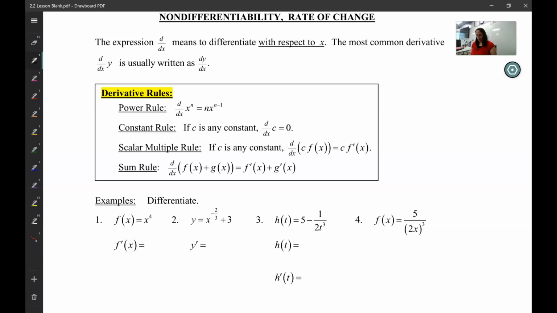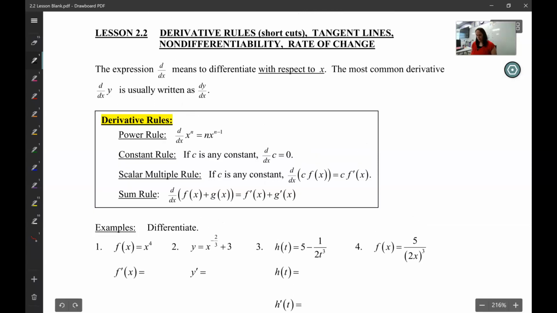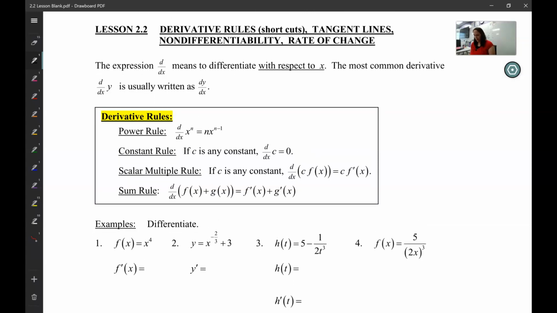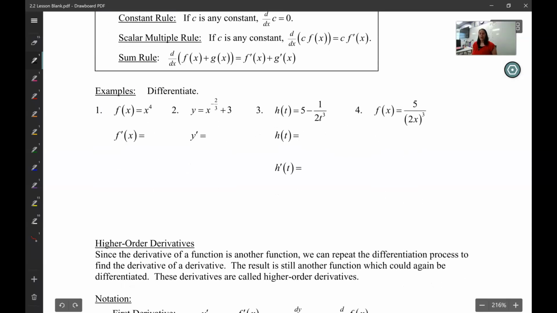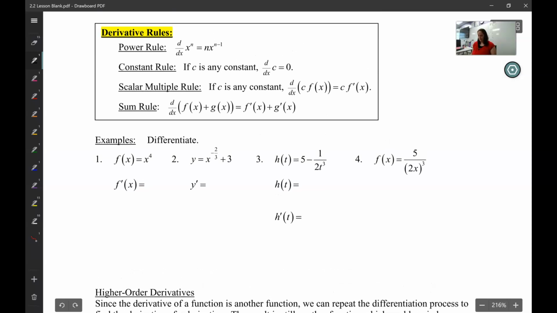And then I have my sum rule. If I want to take the derivative of an equation plus an equation, then I can take the derivative of each separately. By the way, I kind of just skipped over, but this means take the derivative with respect to x. Also written like that. So, let's start to use our shortcuts.